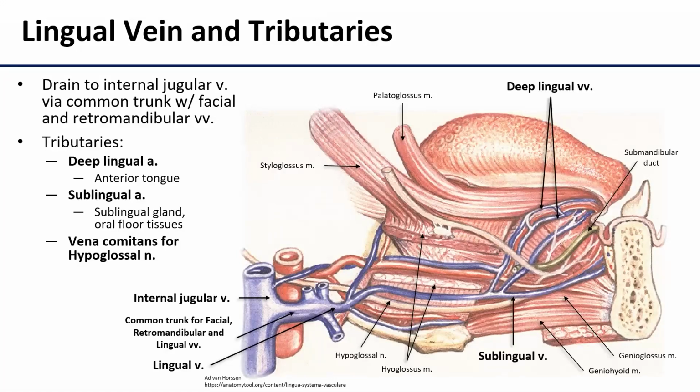So anteriorly, again, we have deep lingual and sublingual veins that run with their partner arteries. But you'll notice posteriorly that these are going to drain back, so here and here, to something called the vena comitans for the hypoglossal nerve, okay? And that is just a vessel that travels along with the hypoglossal nerve, and it is going to receive some of the tributaries for things going back to the lingual vein.